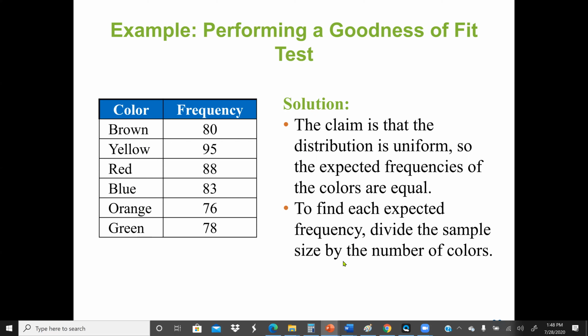To find each expected frequency, we divide the sample size by the number of colors. This is the same concept. So for example, here, brown, our observed frequency will be given to us. Then based on the observed frequency, we can find the expected. So N is 500. And here we have 500 divided by 6. Why divided by 6? Because we have 6 categories. So that would be our E.